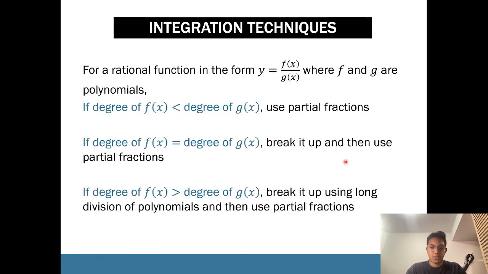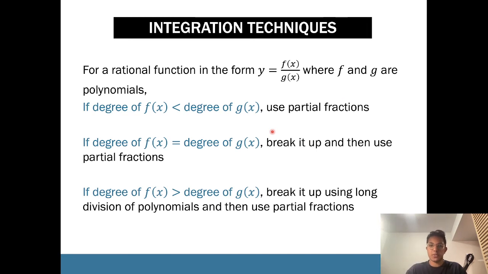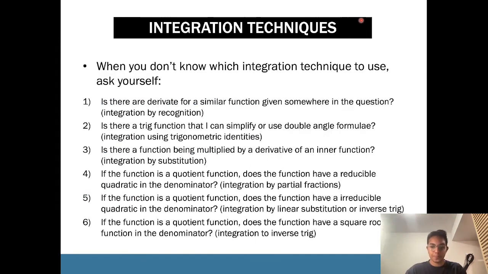If it's two functions divided like this, if it's a quotient function, then you want to be using partial fractions. And so if you know you're going to be using partial fractions, you want to identify which of the cases you are using. If the function is a quotient function and it has a square root in the denominator, then you want to be using your inverse trig formulas there.